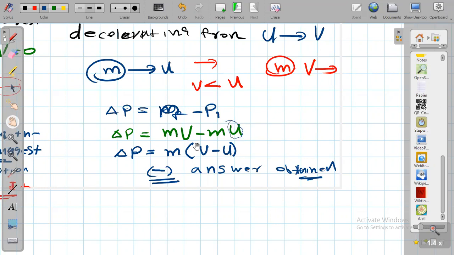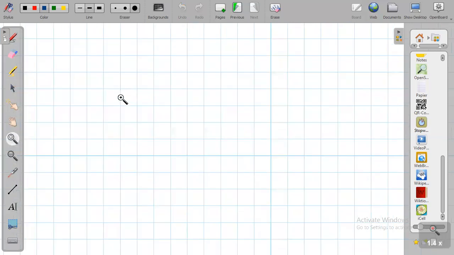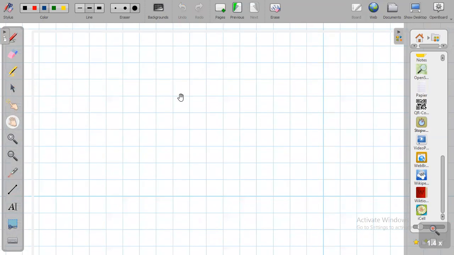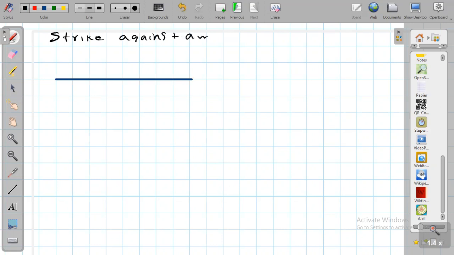Okay, write this. Strike against a wall and bounce back along the same path. That's the most important part: bounce back along the same path.